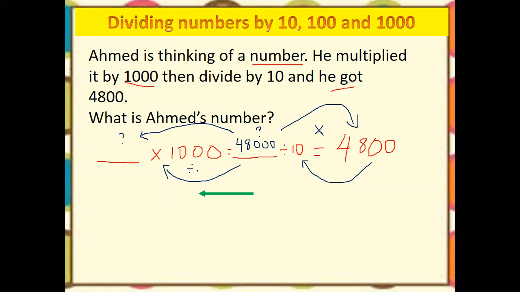What do we say when we are going to divide? We are going to cut the zeros. So, therefore, the answer is 48. Therefore, the number of Ahmad is 48. If we are going to check, 48 times 1,000 is 48,000. Divided by 10, we'll get 4,800. Do you understand? I hope you understand the lesson and you can make your own problem.